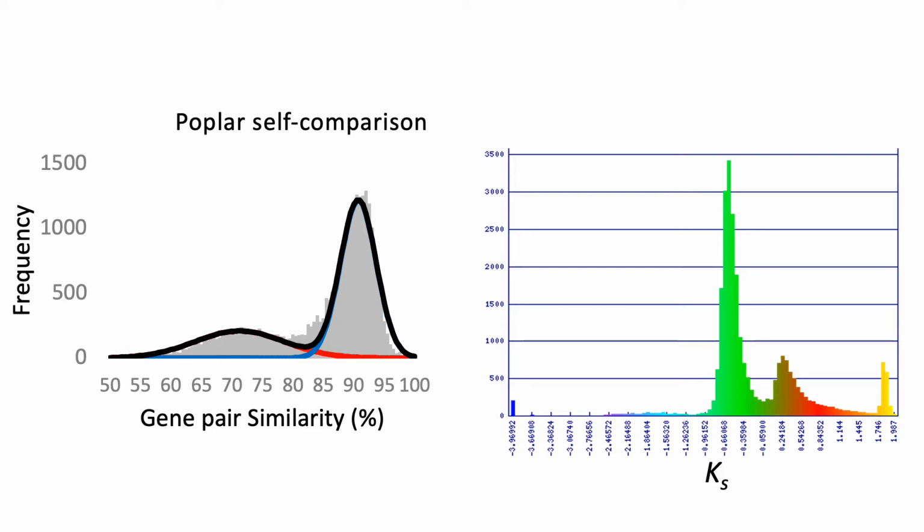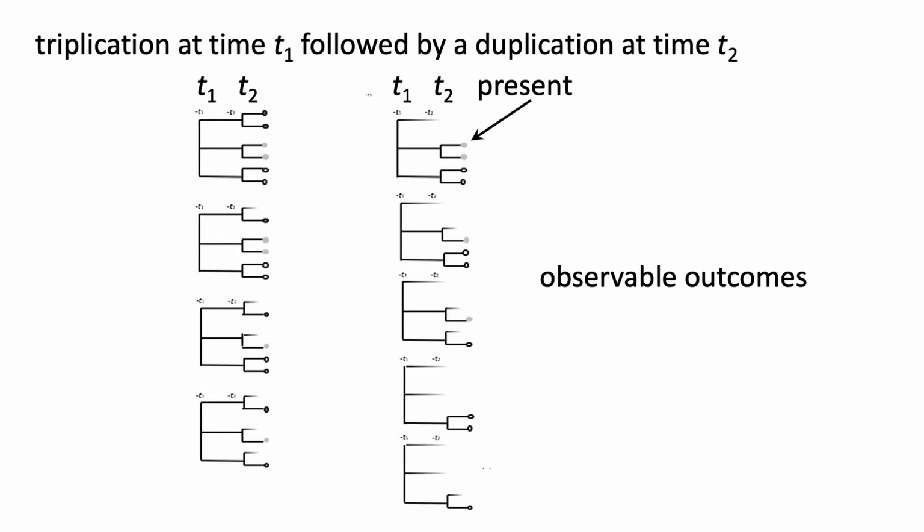So here we have one triplication event, also called hexaploidization, followed by a duplication event called tetraploidization. We summarize this in the following type of diagram, where the triplication is at T1, the duplication is at T2, and the observations of the genes surviving fractionation are at the present time, and these are all the trajectories.